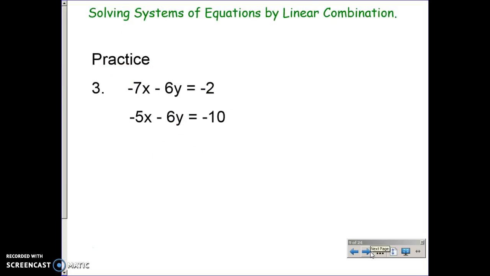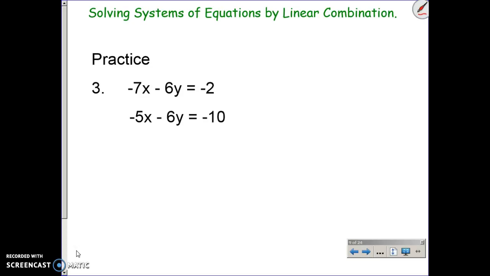So number 3, you need to be careful with these types of problems. Because right now, I can see a 6y and a 6y, which is great because that means that I might be able to eliminate them, but does -6 cancel out -6? No. It doesn't, which means I actually have to do a little bit of work here.